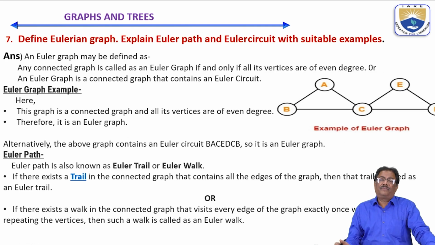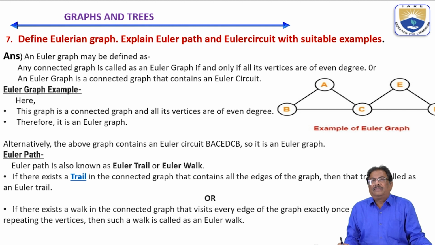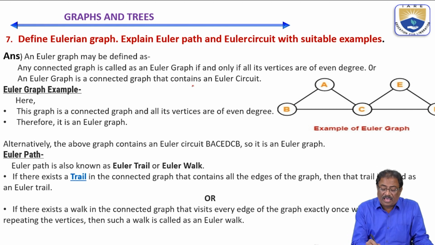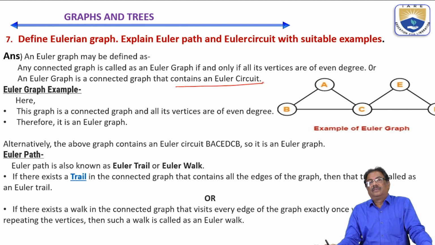Now, another one is, what is a Euler's graph? Explain Euler's path and Euler's circuit with suitable examples. So, a graph is said to be Euler's graph if it is having a Euler circuit. If it is having a Euler's circuit, then we can say that the graph is a Euler graph.